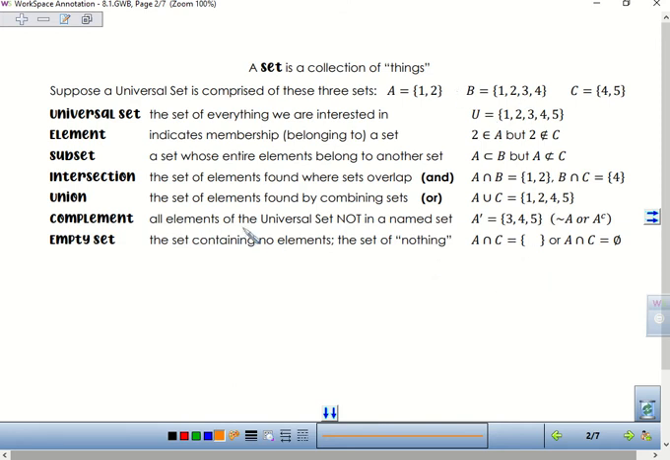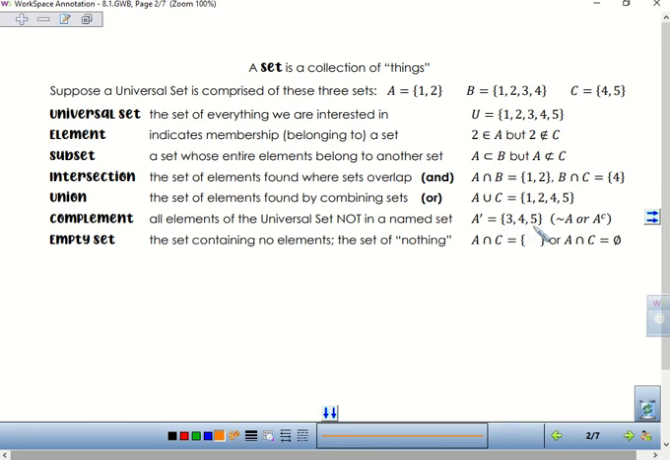A complement is all the elements that are in the universal set that do not belong to the named set. So there's 3 different notations that we use for complement. You can either use this little, basically like an apostrophe, or you can use this squiggle or a little C. They all mean the same exact thing. So this is everything in the universal set that is not in set A, which is 3, 4, and 5.